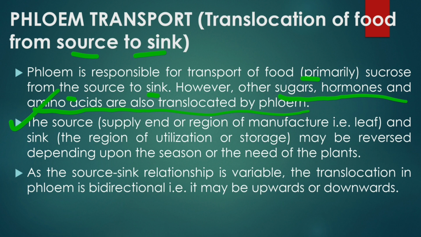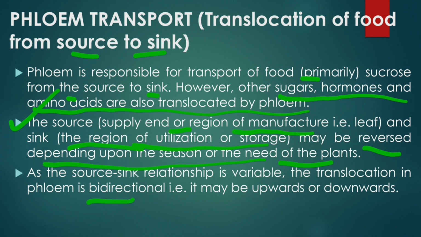The source is the supply end, and region of manufacture. Region of manufacture of food is always leaf in a plant, and sink is the region of utilization or storage, which may be reversed depending on the season or need of the plant. The source sink relationship is variable. Where the photosynthesis occurs, that is the source always, and where the photosynthetic product is needed, that is the sink. So it varies, and the translocation in phloem is bidirectional.